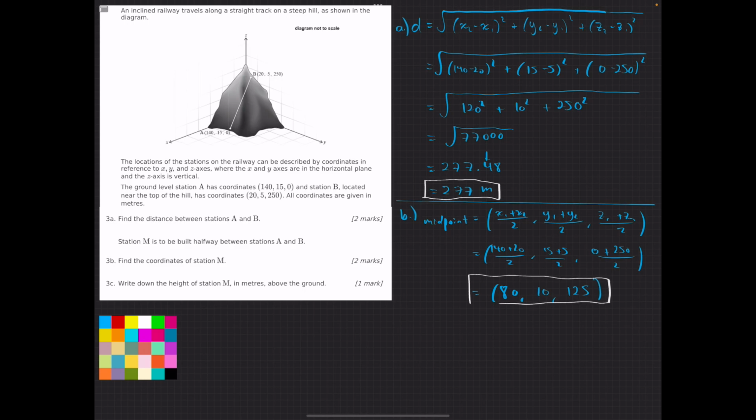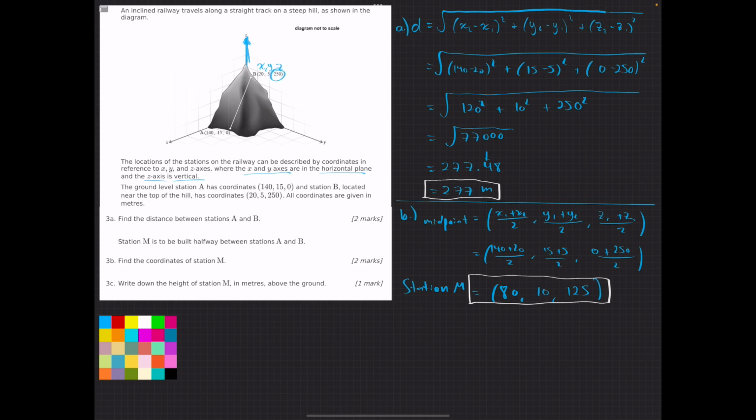Is there enough space for part c? Write down the height of station M in meters above the ground. This is station M, our midpoint station, and it equals 80, 10, 125. They told us earlier that the x and y axes are the horizontal plane and the z axis is the vertical. So this is our z axis right here, and it goes up and down. This is x, this is y, and this is z. So this final coordinate is our z.